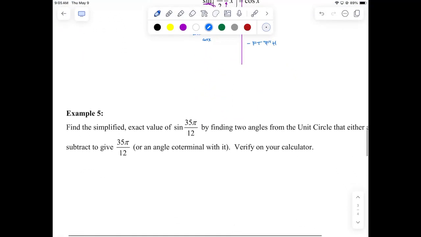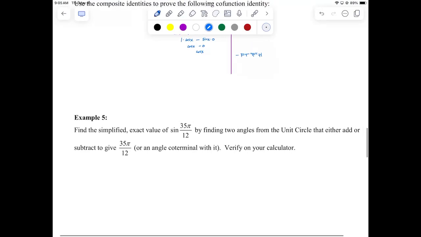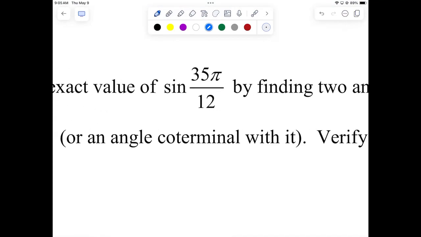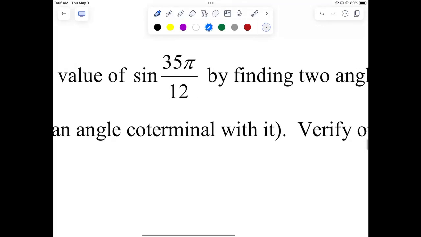All right, example 5. Find the simplified exact value of sine of 35 pi 12 by finding two angles from the unit circle. Okay, so just like we said yesterday, you can find the cosine of anything that's a multiple of 15 degrees or pi 12ths. You can do the same thing with sine. Okay, so 35 pi 12ths. I need to find two angles that add or subtract to give me 35 pi 12ths.